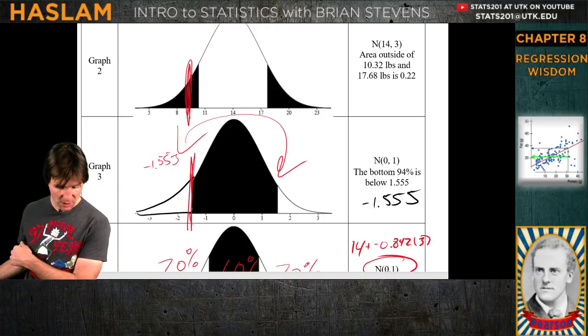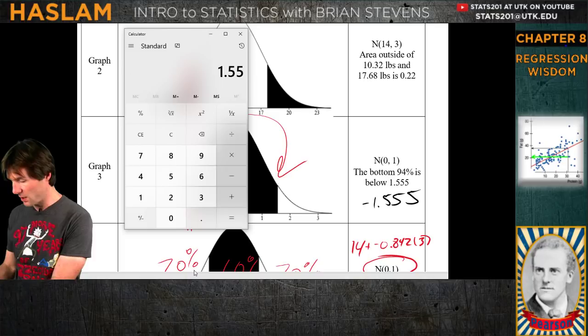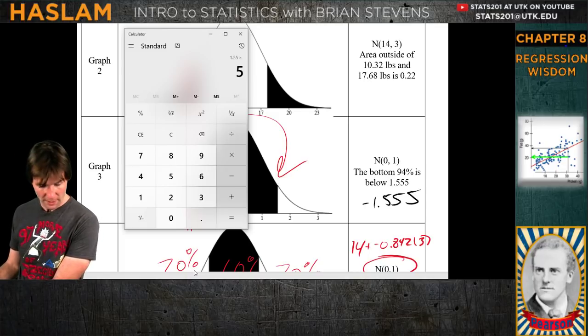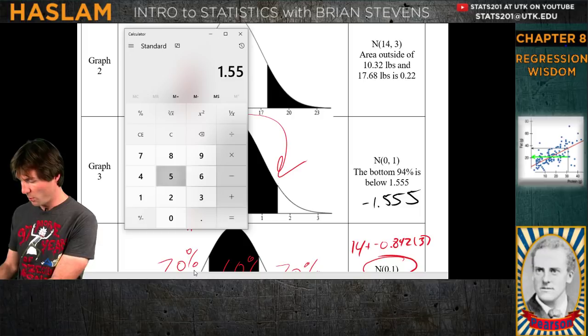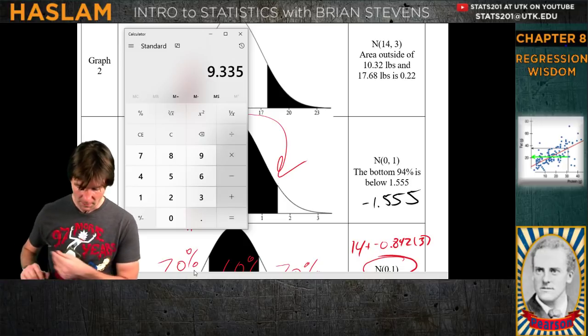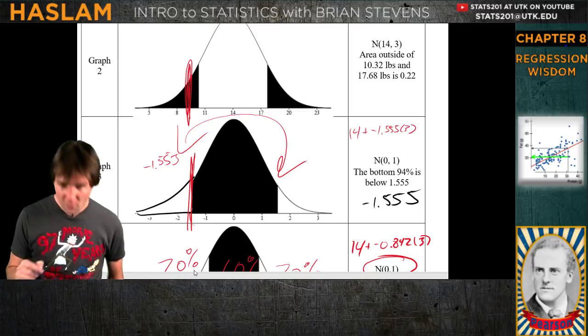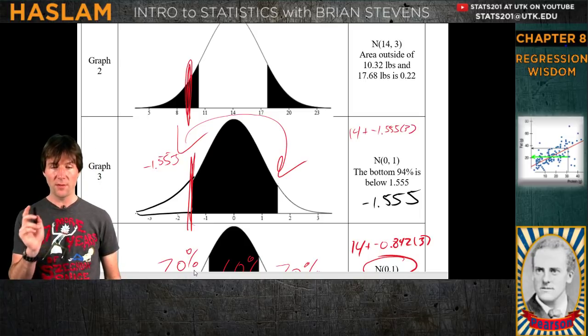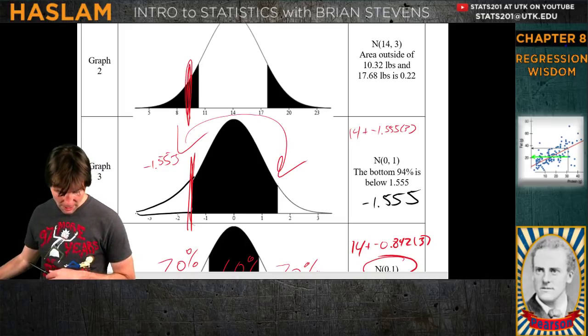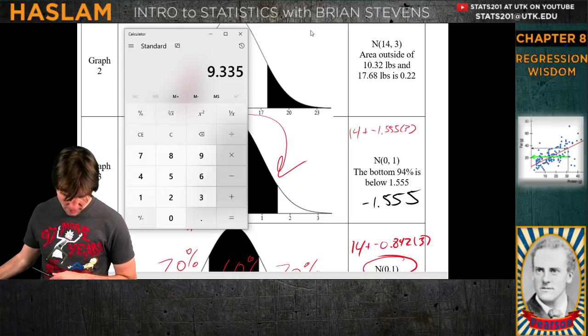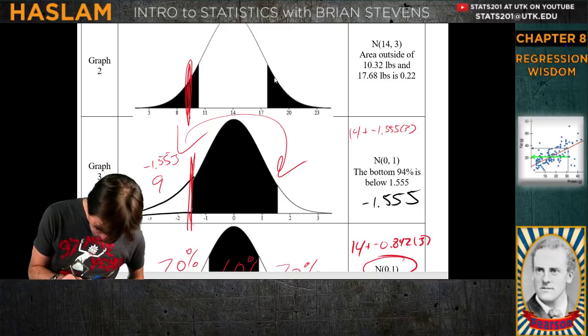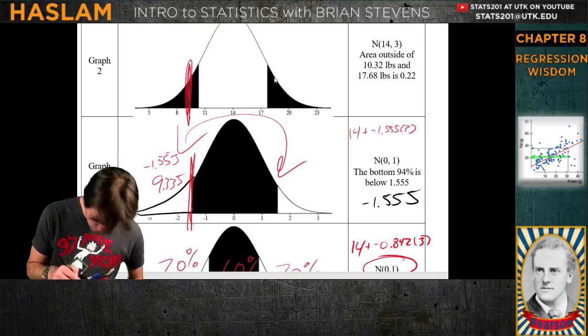So remember how we turn observations back? We take the z-score and multiply it by the standard deviation. So 1.555 times 3, and then we're going to subtract that from the value there. So that equation I just did was 14 plus negative 1.555 times 3, and then I found that that spot is at 9.335, which I think is where it wanted us to go.